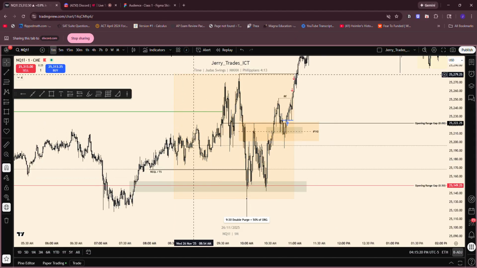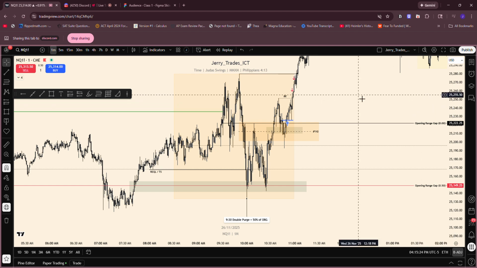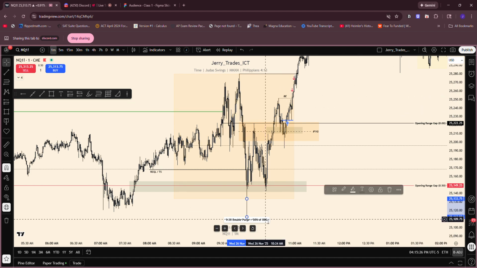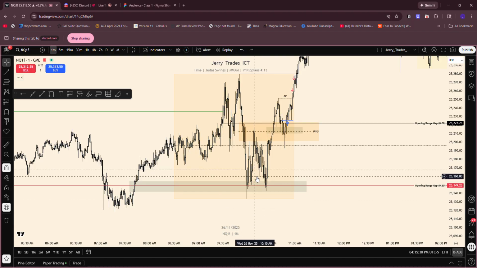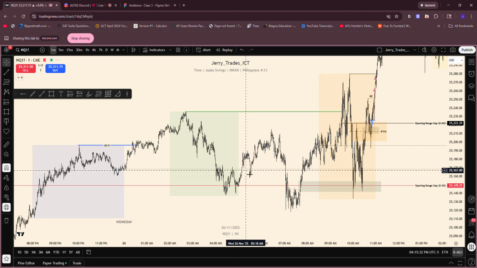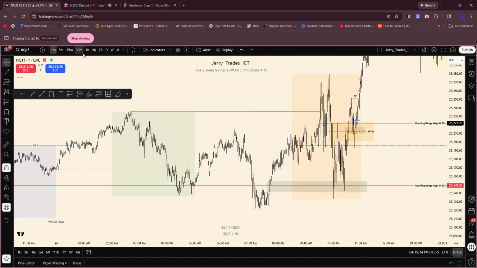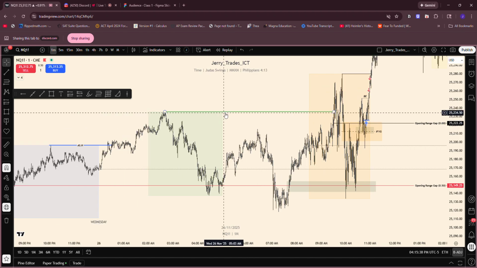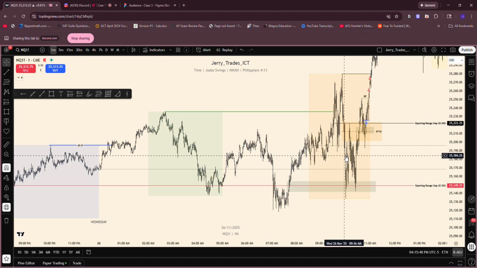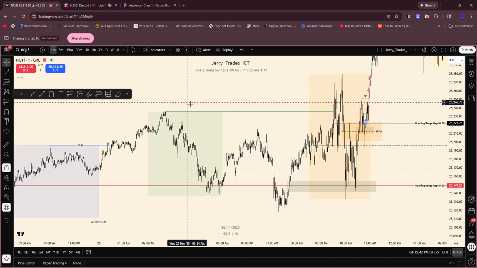So this is my chart of the NASDAQ for today. We're going to go through what kind of market maker models there were, and what we saw. So we're just going to go over the very basics: fair value gaps, liquidity sweeps, and market maker models.